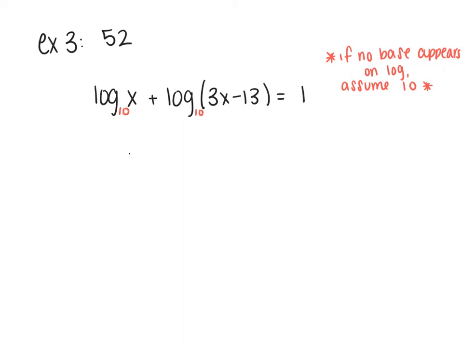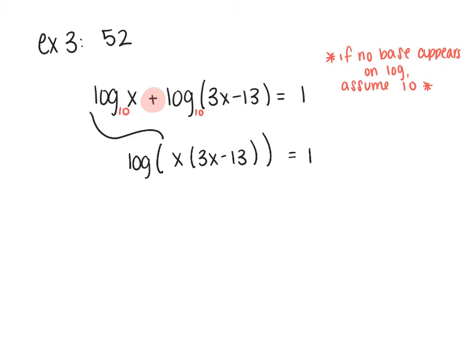So I'm going to write this as log. Now I have log x plus log 3x minus 13. So I see that addition sign, which is going to turn to multiplication. That's my product rule. It just looks a little different. So that is my condensed log. So I used my properties to combine those to multiplication.